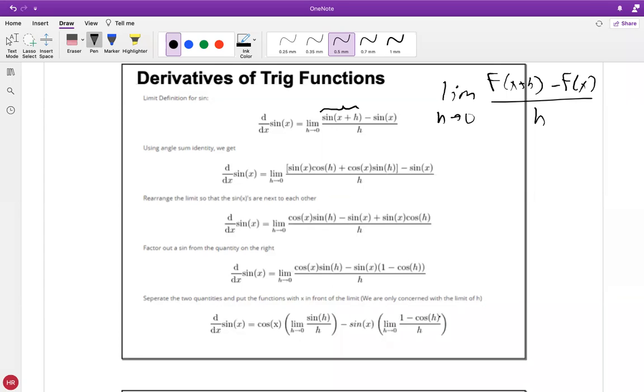And it turns out that this whole thing ends up being equal to 1. This is 1 as h approaches 0, and this is 0 as h approaches 0. So you end up with 1 minus 0, so you end up with just the derivative of sine x equals cosine x. And there's something about that makes me happy to know that the derivative of sine is cosine. It's neat and tidy, and it fits in well with my idea that sine and cosine are closely related.